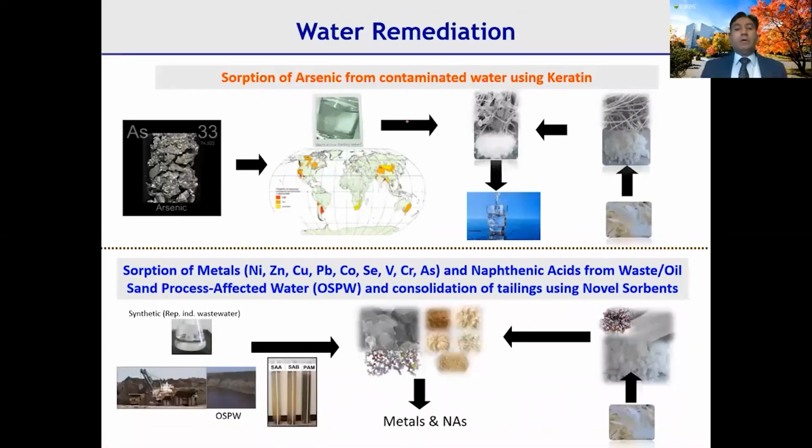The third example is for water treatment. As you know, water contamination is a major issue in a lot of industrial processes, whether that is food industry or chemical industries. So we used feather keratin to make bioabsorbents and use them for the removal of different contaminants, including arsenic and different metals, as well as naphthenic acids from oil sand process affected water. I will give you an example of oil sand process affected water or tailing. How is that produced and how can that be remediated?